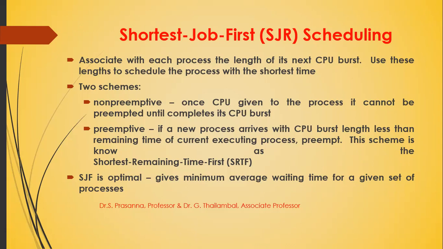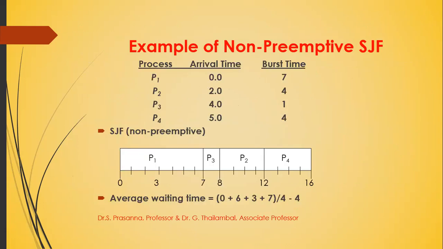SJF is optimal. It gives the minimum average waiting time for a given set of processes. Here is an example of non-preemptive SJF with processes P1, P2, P3, P4. The arrival time and the burst time of each process are given. When you draw the Gantt chart using the non-preemptive method, the process needs to wait until the process in execution gets completed.